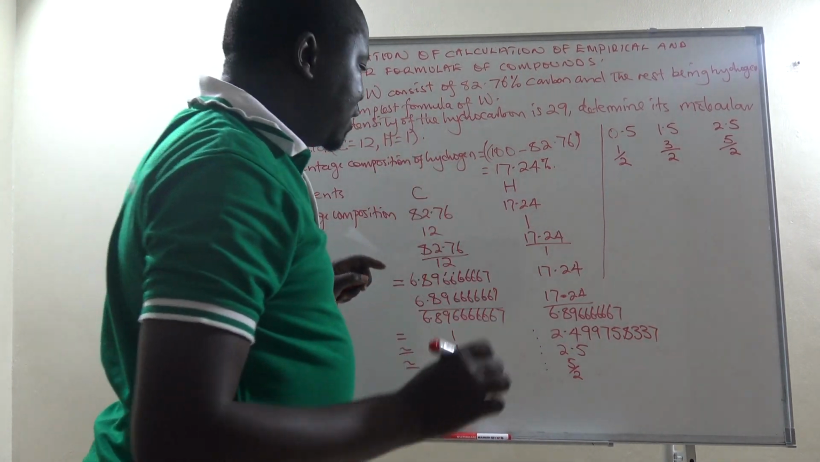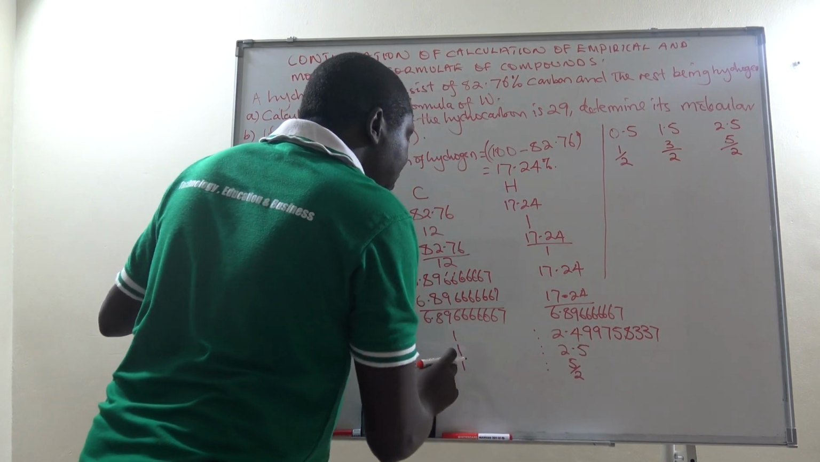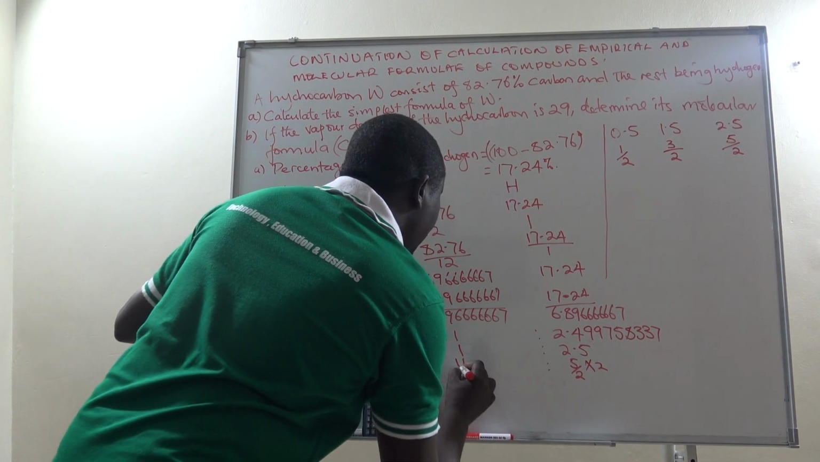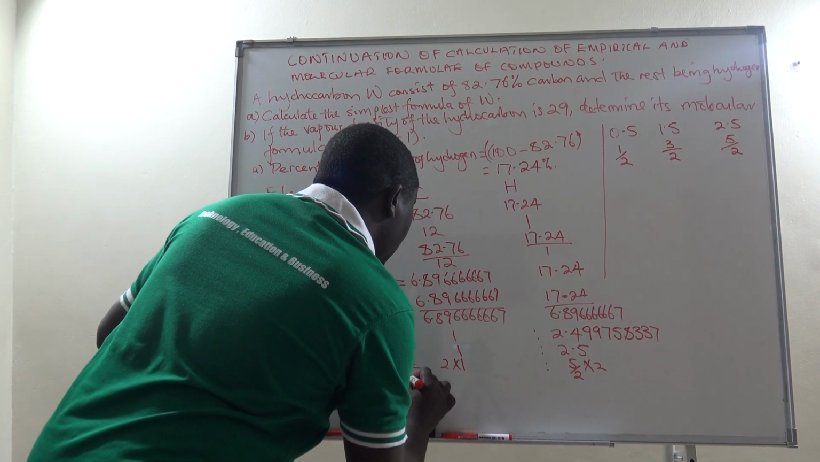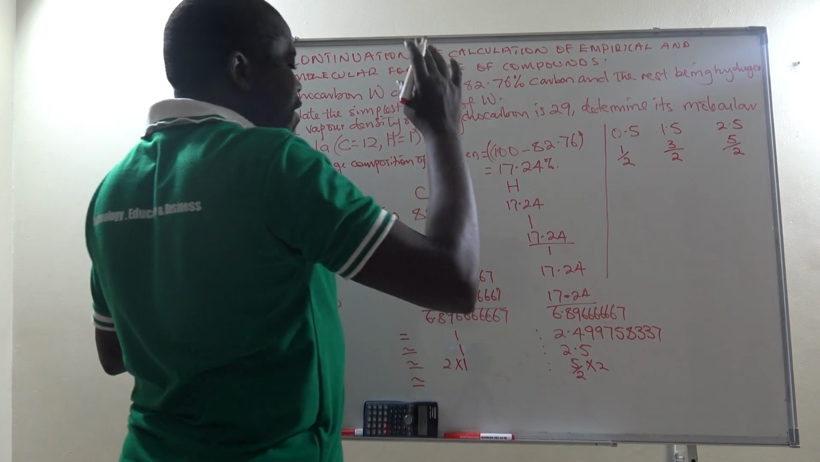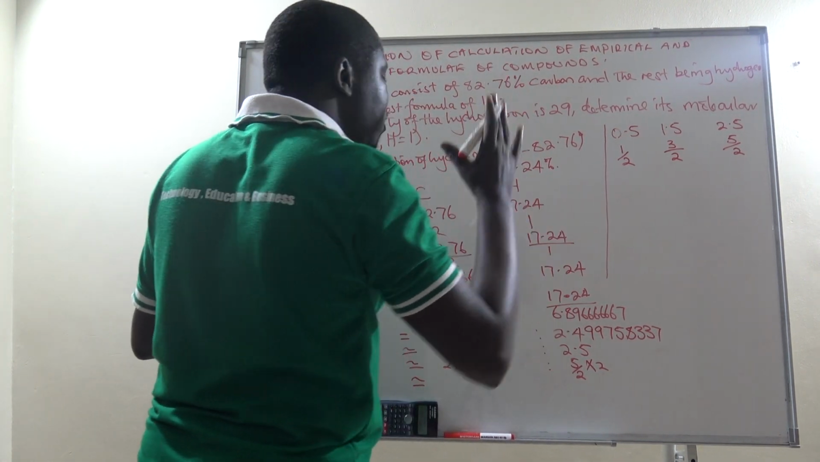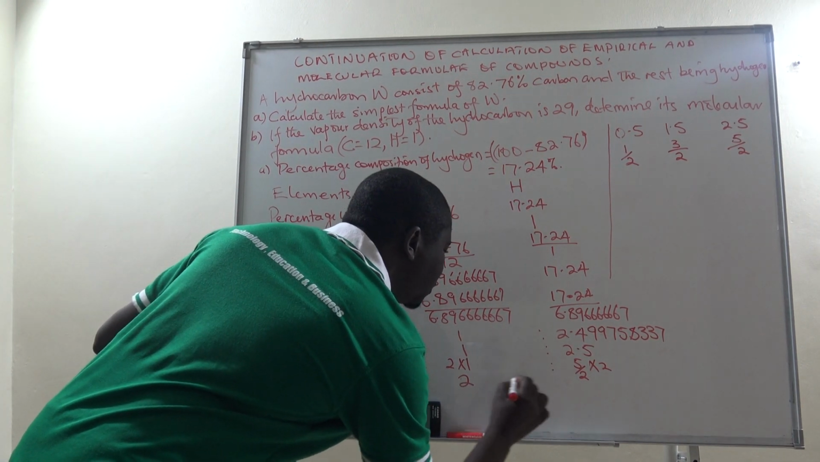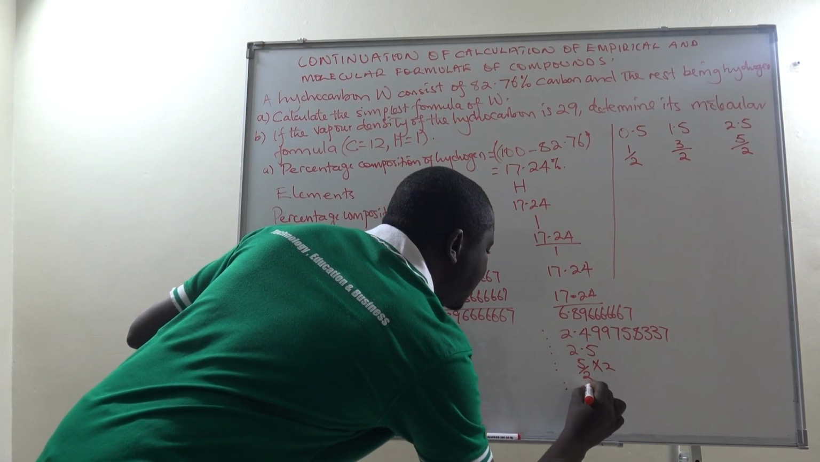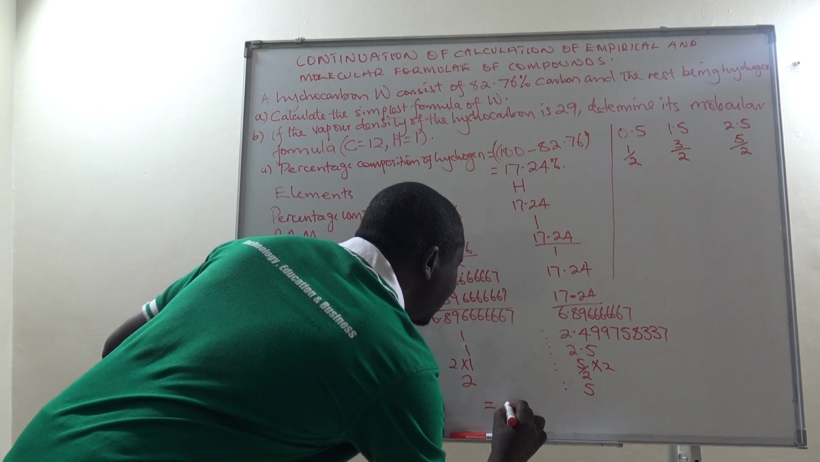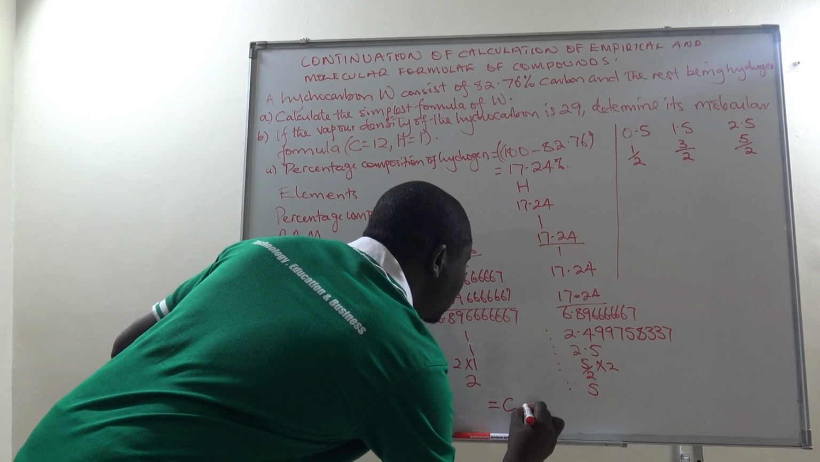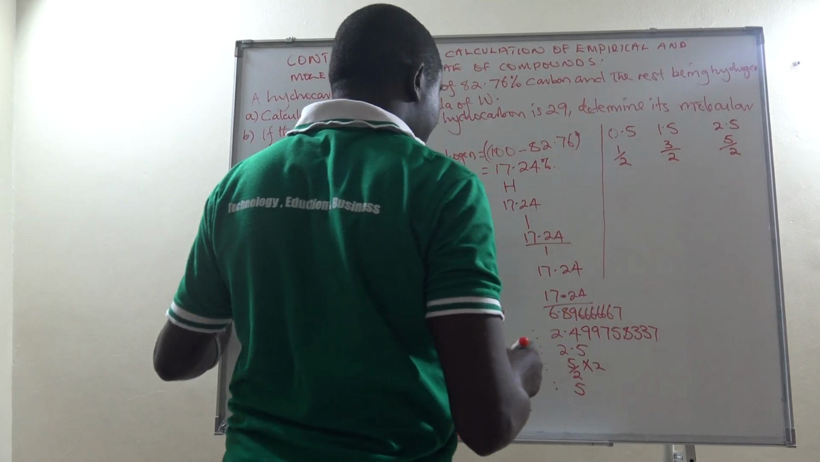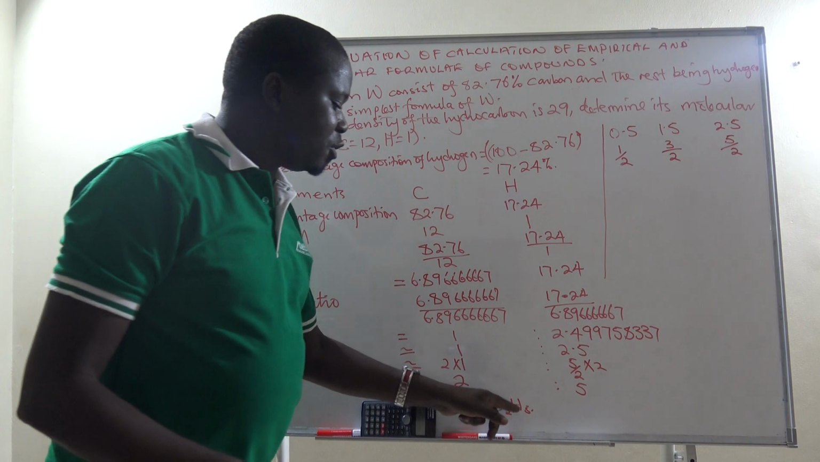Now what you do next is multiply both sides by the denominator. So we shall multiply this one here by 2 and this one also by 2. What we get from here gives us now the real mole ratio which we are going to use, from which we are going to get the empirical formula. So this one becomes a ratio of 2 to 5, meaning that the empirical formula is C2H5. And we can therefore conclude that the empirical formula is C2H5.